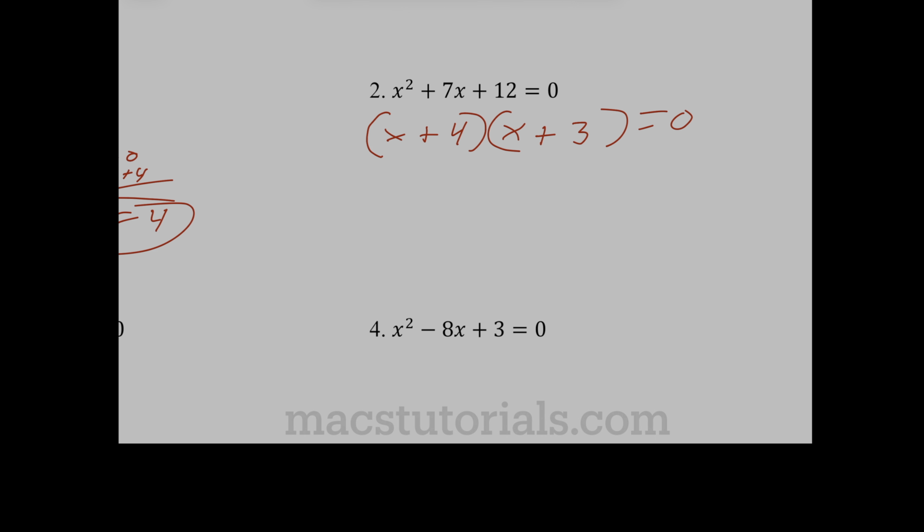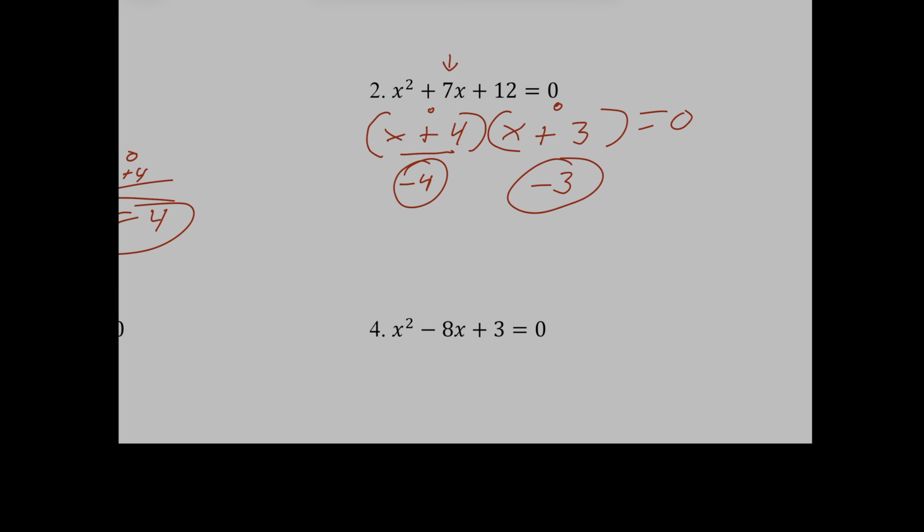Now, if I couldn't find anything, then I'd have to go to another method. Because this is odd, I would have gone quadratic formula. If it was even, I might have done complete the square. But now, since I could do this, I want to make this 0, and I could do that by making x negative 4. I want to make this 0, and I can do that by making x negative 3. And that's all we do.